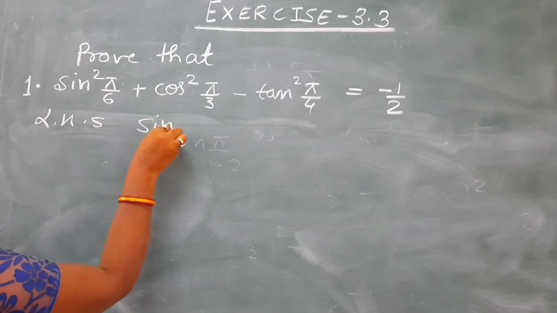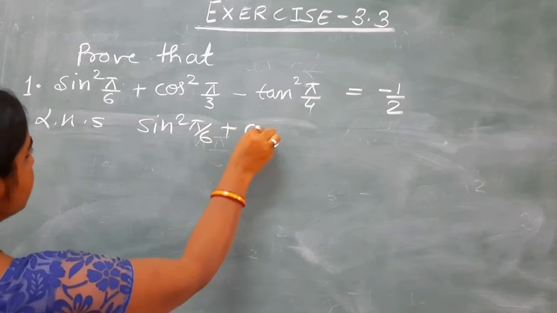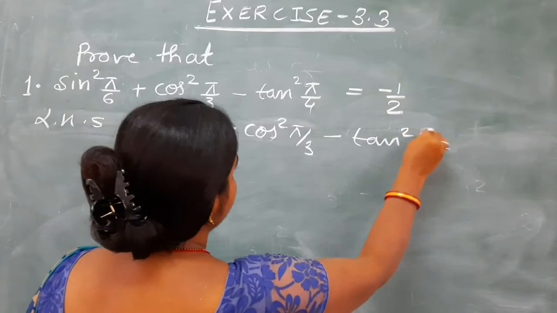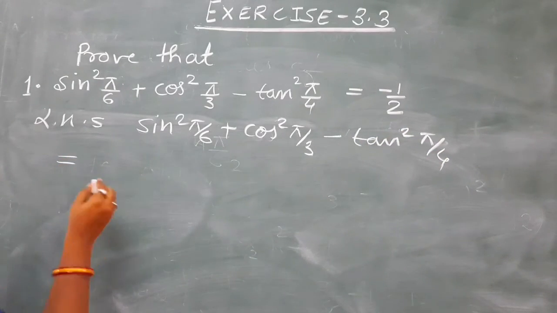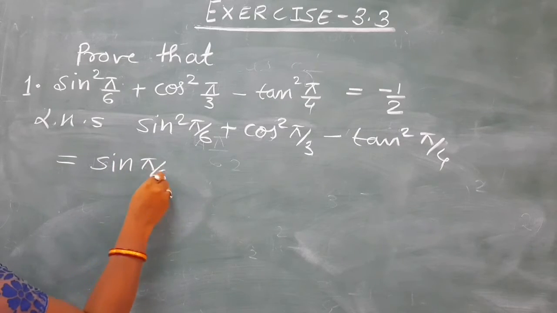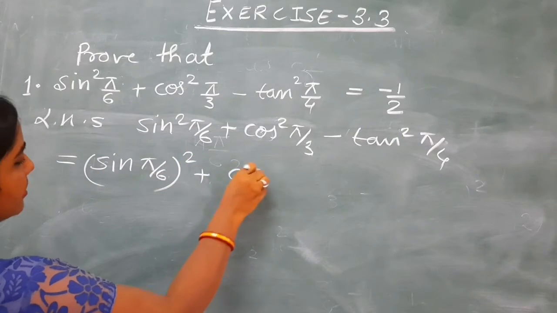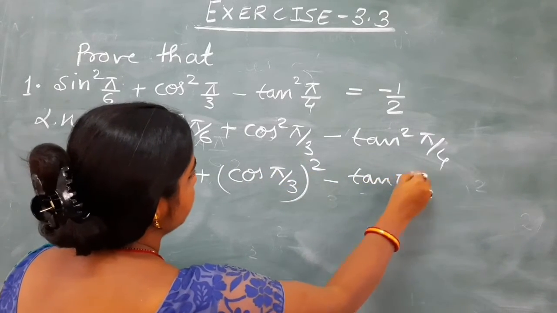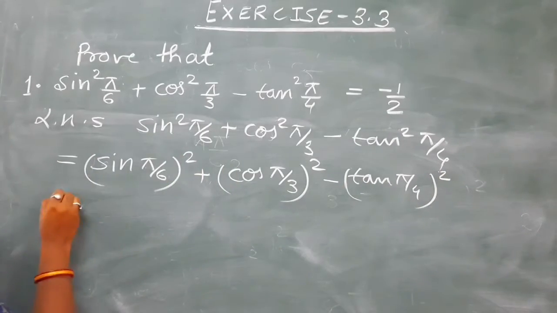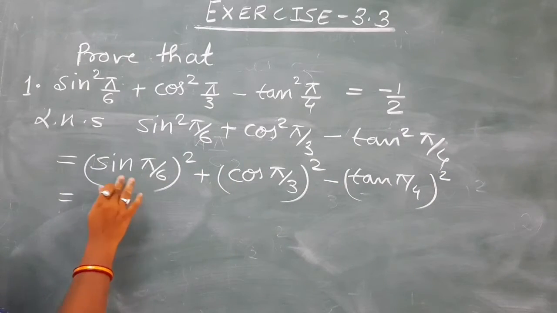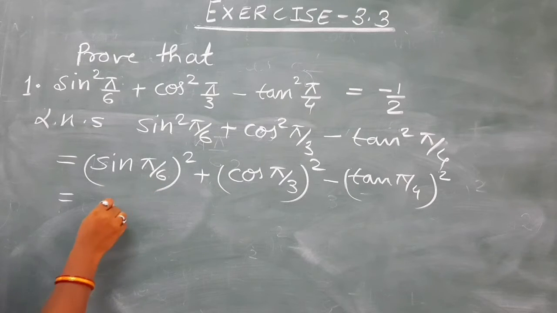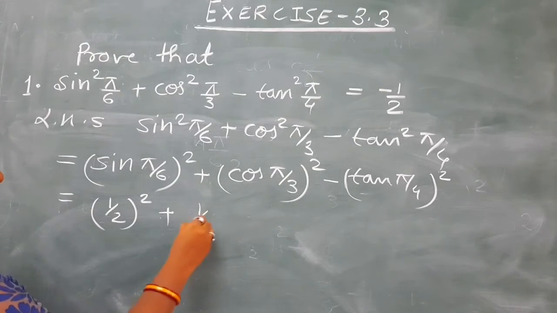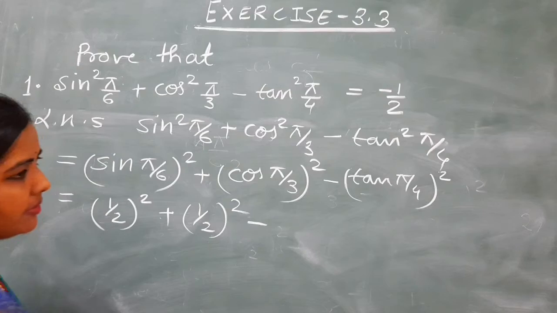So left hand side is sin square pi by 6 plus cos square pi by 3 minus tan square pi by 4. So we can write it as sin of pi by 6 whole square plus cos of pi by 3 whole square minus tan of pi by 4 whole square. Now we can apply here values of this trigonometric function. Sin of pi by 6, we know that the value is 1 by 2. Now cos of pi by 3, the value is 1 by 2. Tan of pi by 4, value is 1.